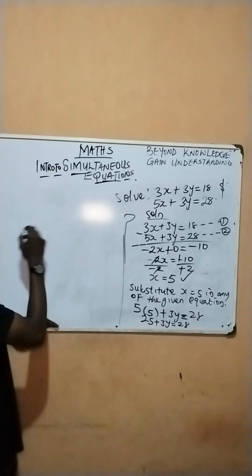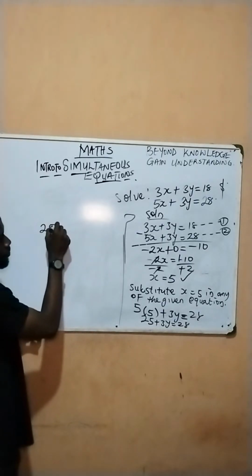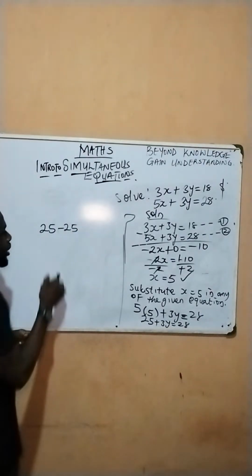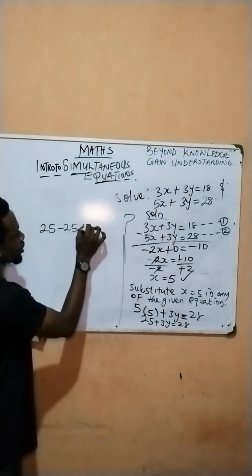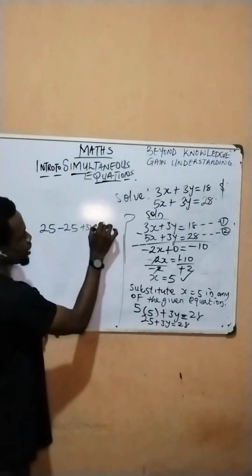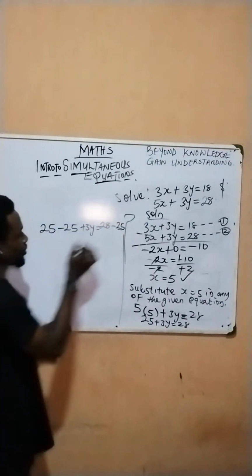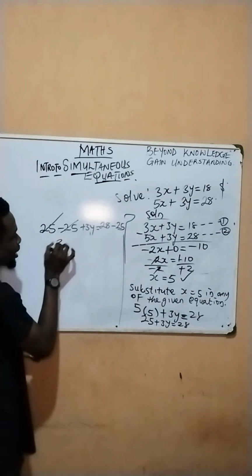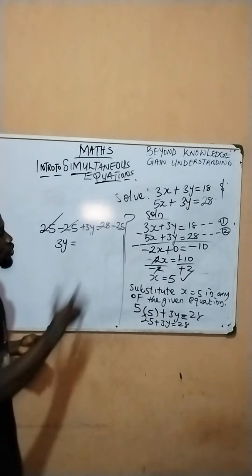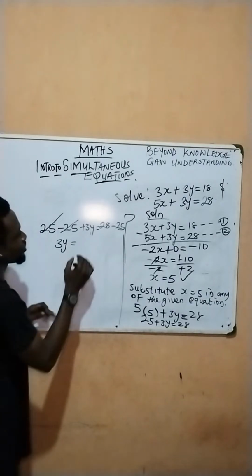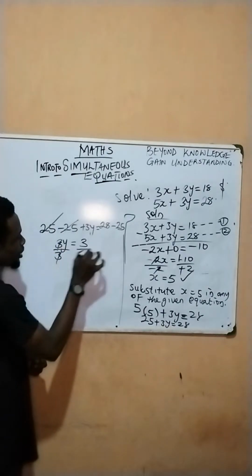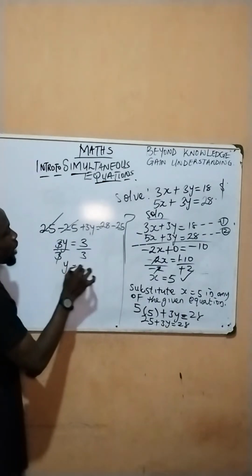So this is going to give us 25 plus, minus 25. I'm subtracting 25 from both sides. Plus 3y equals 28 minus 25. So this clears out, this is gone. What I have remaining on the left hand side is 3y equals 28 minus 25, which is going to give us 3. And then we'll divide both sides by the coefficient of y. 3 divided by 3, y equals 1.